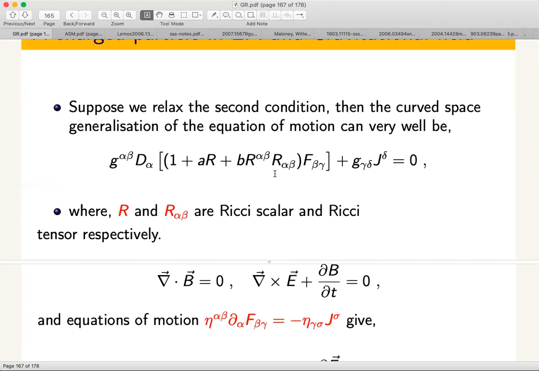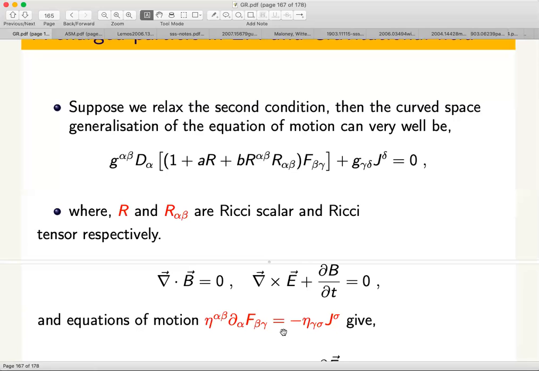Fine. So if the generalization of the flat space equation is this, then one thing is guaranteed, namely if you take the flat space limit of this equation, you would reduce to this equation, which is the original equation that we started off with. Why? Because in flat space the Ricci tensor vanishes and Ricci scalar also vanishes. So R is 0, R alpha beta is also 0. Then the only term that matters is 1, and 1 times f alpha beta, the covariant derivative goes to partial derivative, and you're back to this equation.